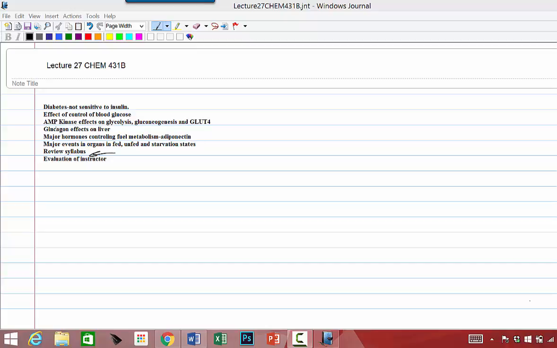Fatty acid is the substrate. Acetyl-CoA is the final product of beta oxidation, the final carbon product. But why is it saying CO2 and H2O? What are they talking about here? What's going on here? Why do they say this? CO2 and H2O.